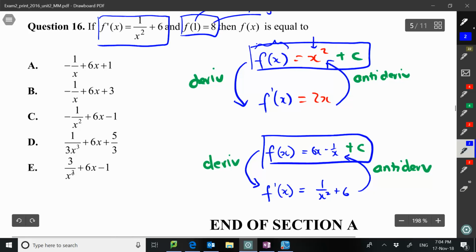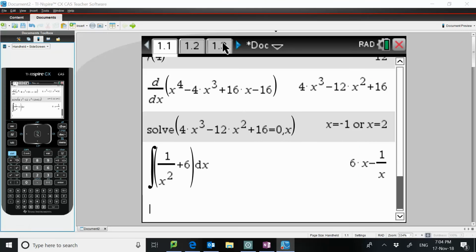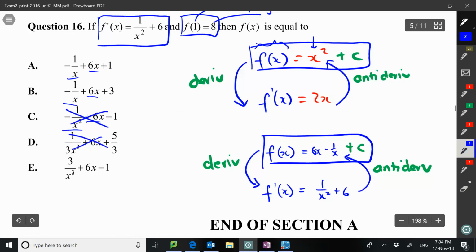Now, out of all my answers, there's 6x minus 1 on x, 6x minus 1 on x, and 6x minus 1 on x squared, so this can't be right. Okay, wait, am I doing it right? Yep, okay. And this can't be right. So I'm really down to either A or B. The only problem is, is it a plus 1 or is it a plus 3? I don't know which one is the correct answer, so I need to find c.